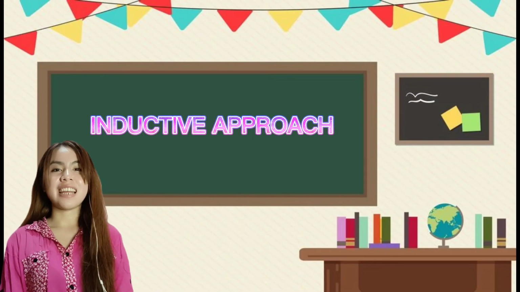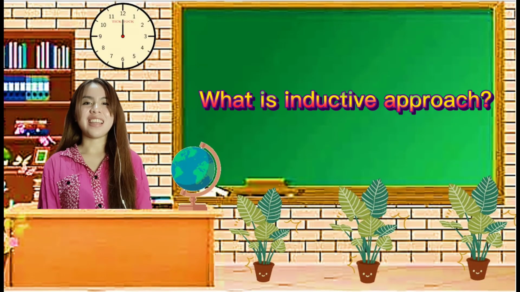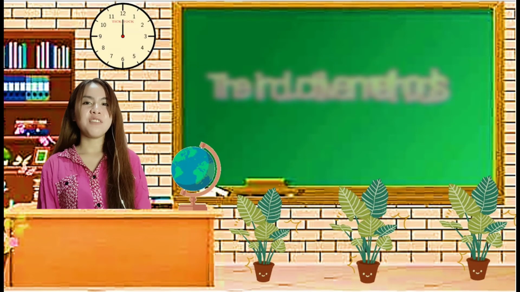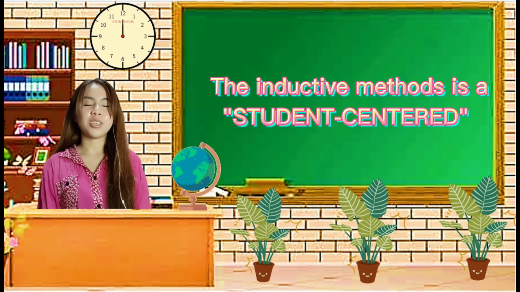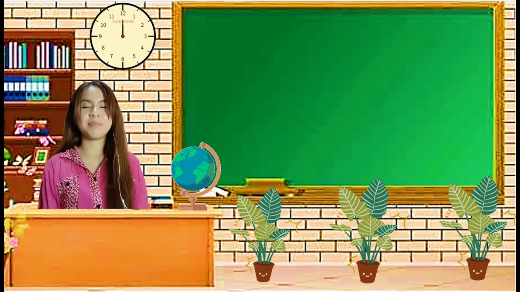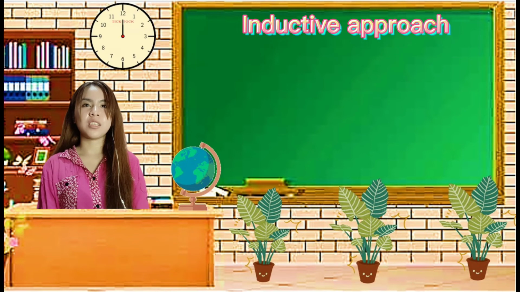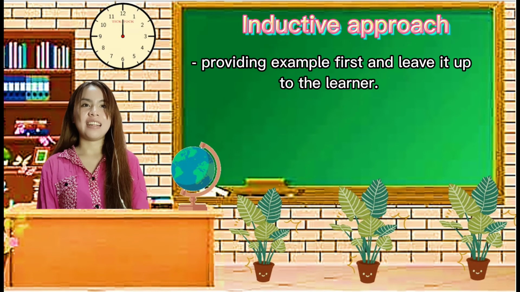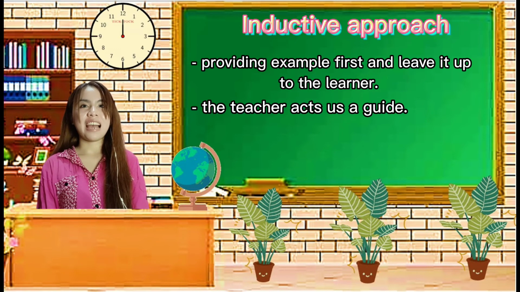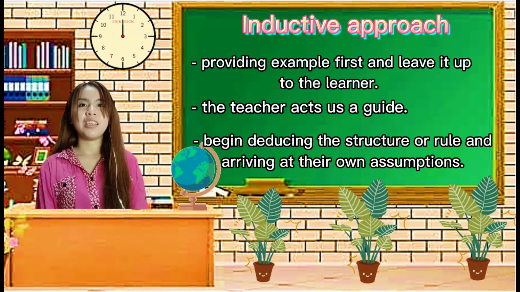Next approach is the inductive. So what is the inductive approach? The inductive method is student-centered, which means that the teacher will only assign tasks to students and will enable them to complete the task. The inductive method involves providing examples first and leaving it up to the learner to figure out the rules. The teacher acts as a guide where the learner is at the very center of the teaching-learning process. They begin by deducing the structure or rule from the examples and arriving at their own assumptions.